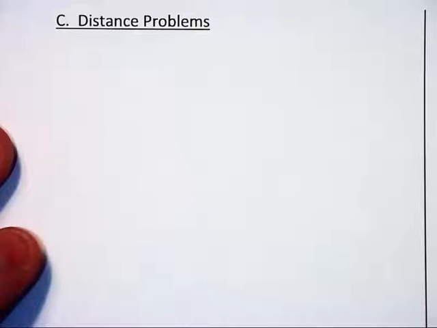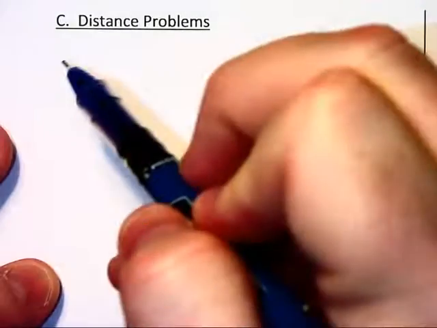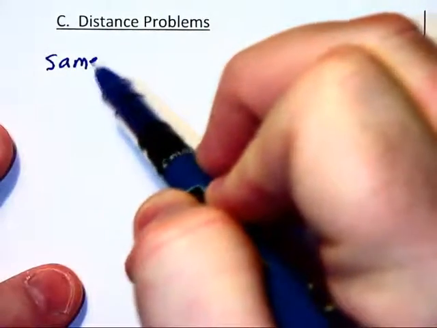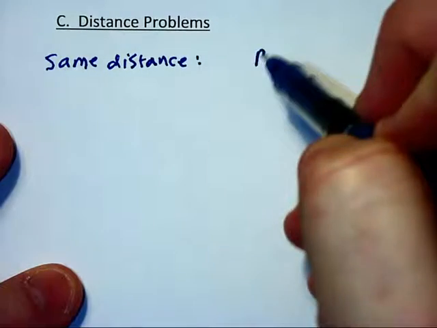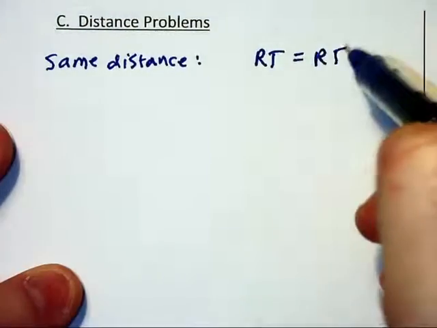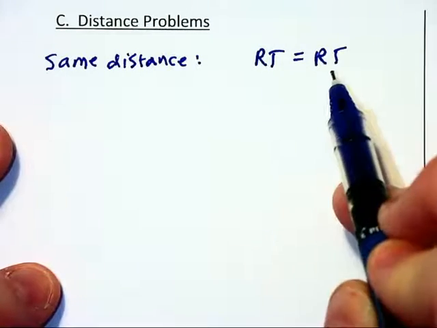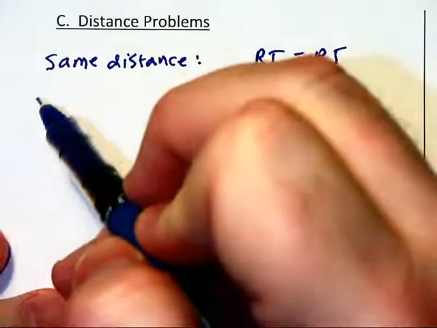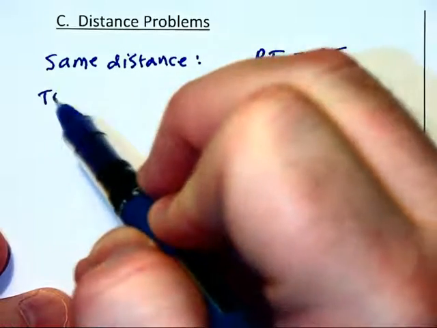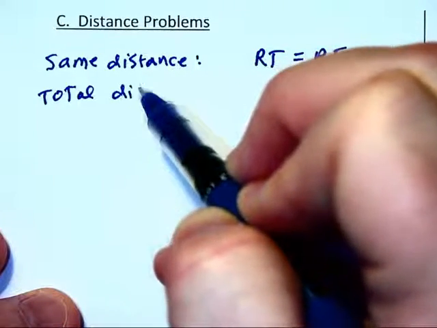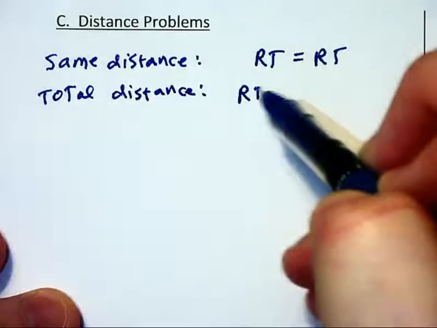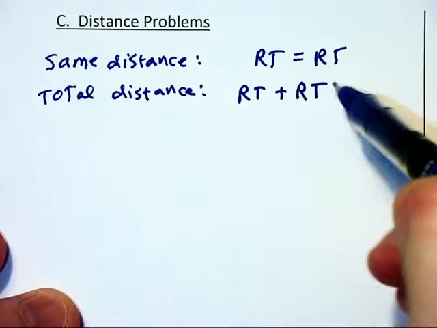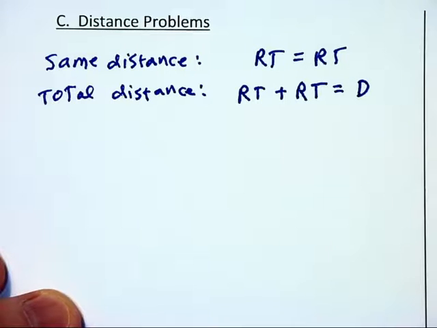In the past, I have explained a couple different ways to solve different distance rate time problems. I've said whenever we are dealing with a same distance, you can use the equation RT equals RT. Distance for one vehicle equals distance for the other vehicle. I've also said that we can watch out for a total distance type of problem, where the distance for one vehicle plus the distance for another vehicle adds up to a total distance d.